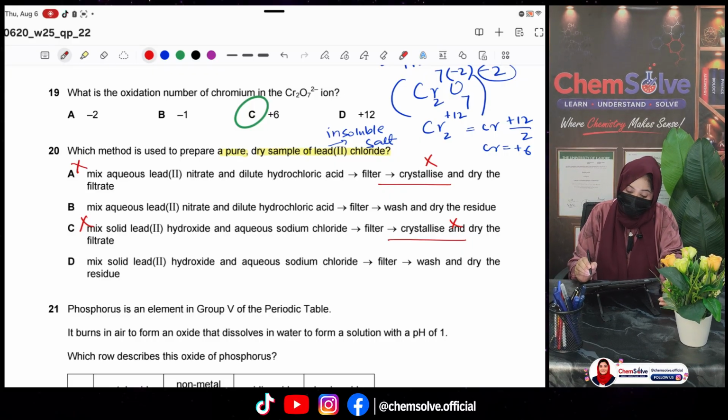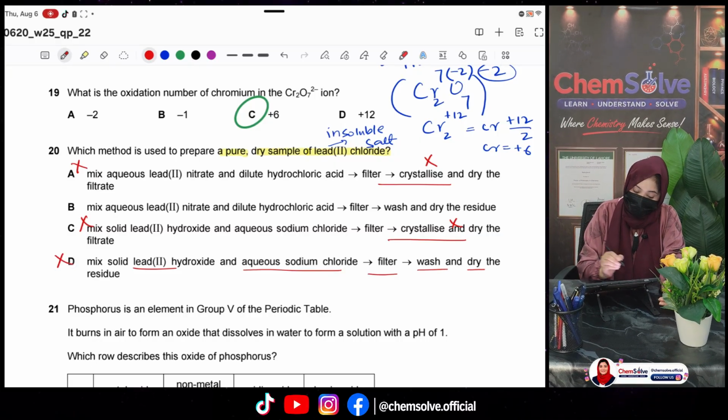Mix lead hydroxide and aqueous sodium chloride. Lead hydroxide and aqueous sodium hydroxide. So lead is less reactive, so it cannot displace sodium. Filter, wash and dry the residue. No, this is incorrect. So clearly option B is the correct one.